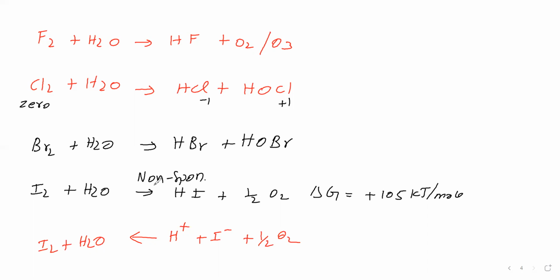So we can say down the group the rate of reaction decreases. That means down the group the reactivity of halogens decreases. So F2 is more reactive than Cl2, Cl2 is more reactive than Br2, Br2 is more reactive than I2. Like this we can say. This is the reaction with water. Then the reaction with hydrogen, how it is there, that we'll see.